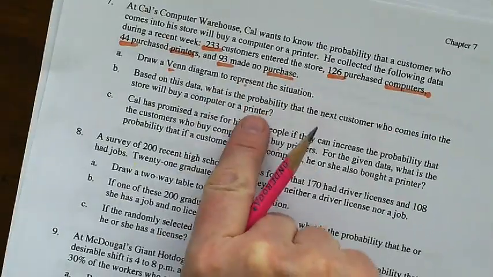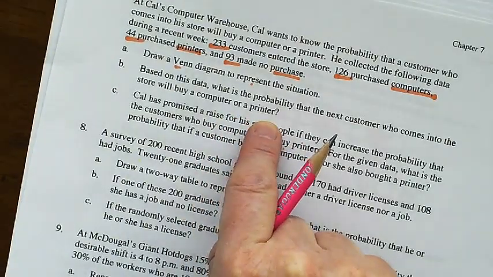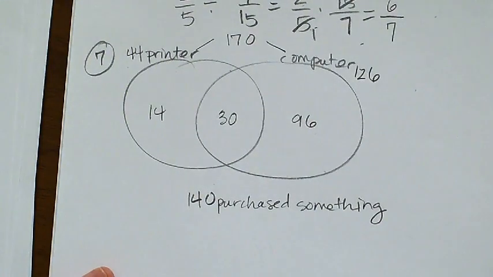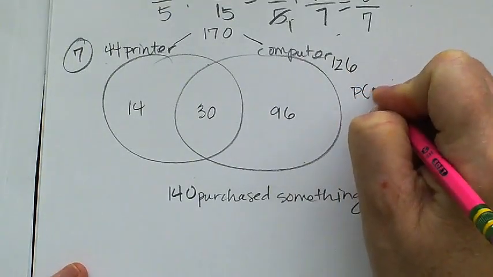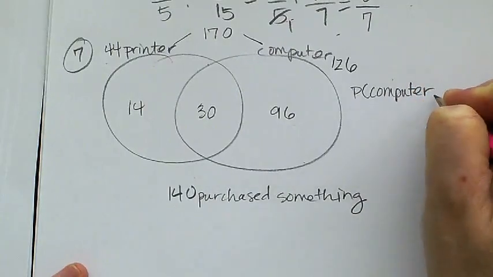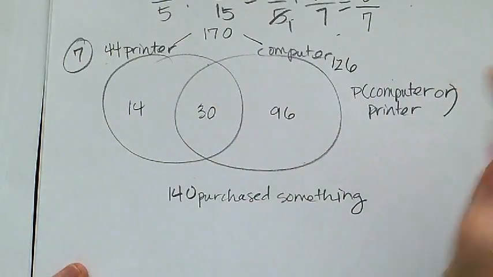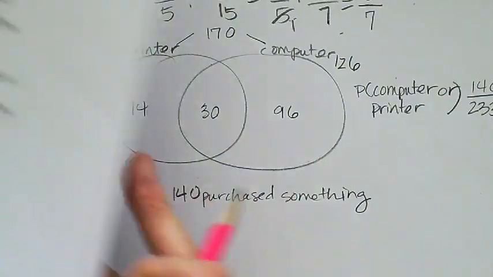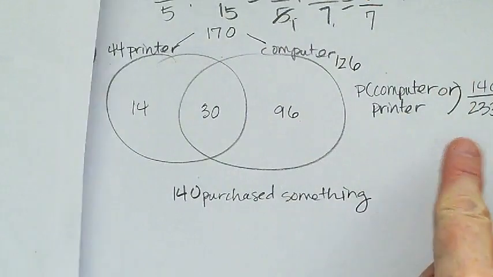Okay, based on this data, what is the probability that the next customer who comes into the store will buy a computer or a printer? Okay, well, 140 people bought a computer or a printer. So for probability of computer or printer, that would be 140 out of 233, because it said, what's the probability that the next customer who comes into the store? And 233 people came into the store.